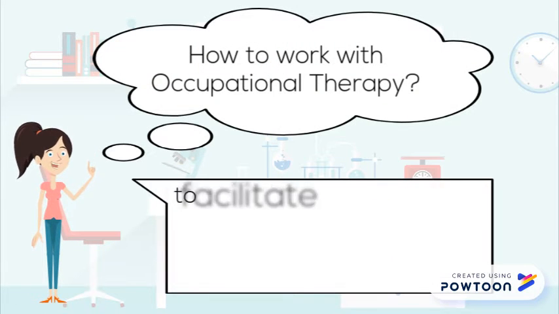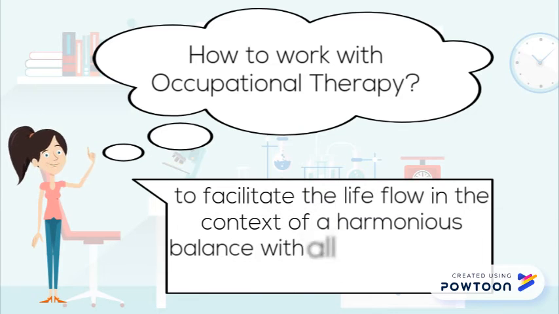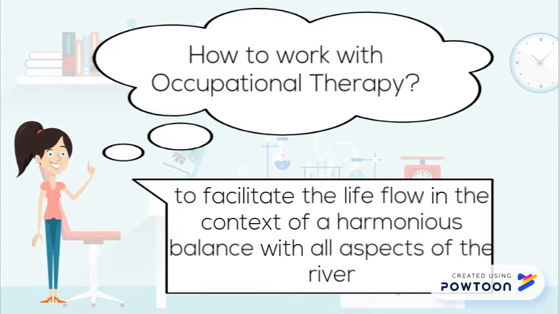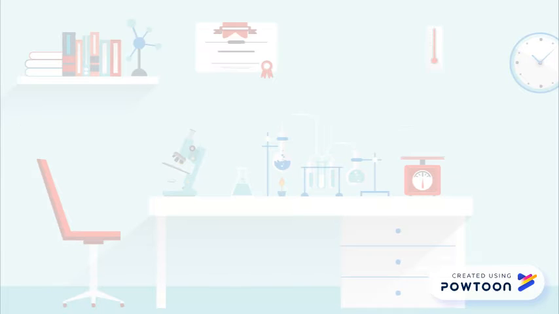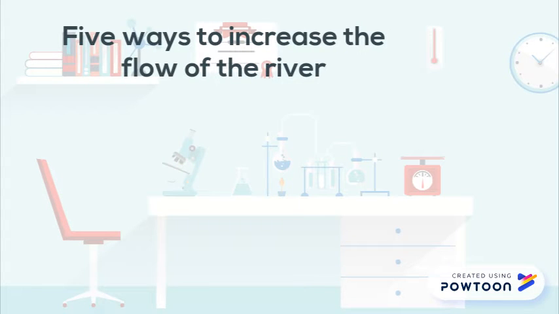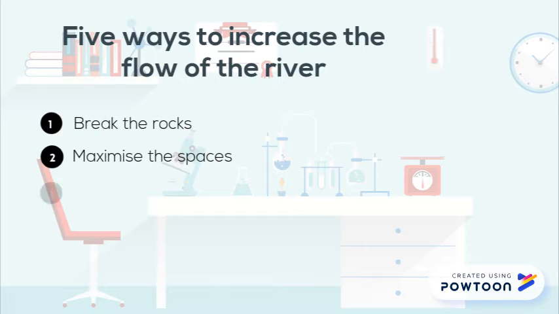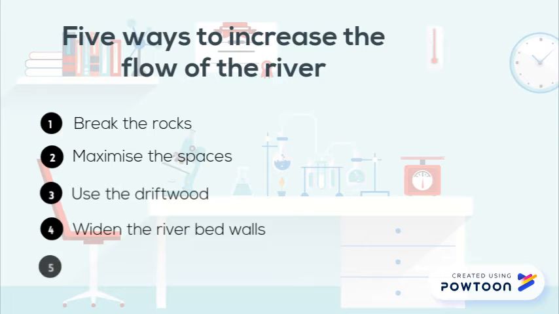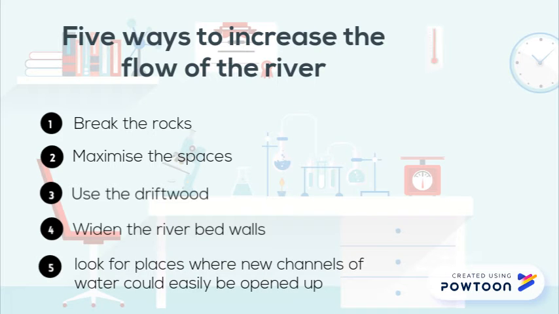How to work with occupational therapy? We help to facilitate the life flow in context of a harmonious balance with all aspects of the river. There are 5 ways to increase the river flow. Break the rocks, maximize the spaces, use the driftwood, widen the riverbed walls, and look for places where new channels of water could easily be opened up. In detail, we are going to talk about it in the application.